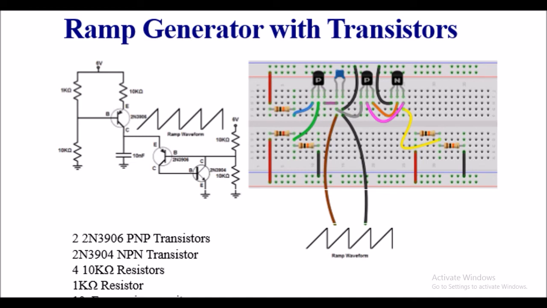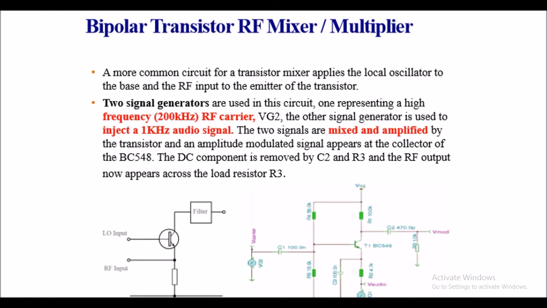Ramp generator with transistors. I can generate a waveform like this one, which is a ramp waveform. Then the bipolar transistor RF mixer multiplier: in a more common circuit for transistor mixers, the local oscillator is applied to the base and the RF radio frequency input to the emitter of the transistor. So we have a mixer here, an RF mixer multiplier.